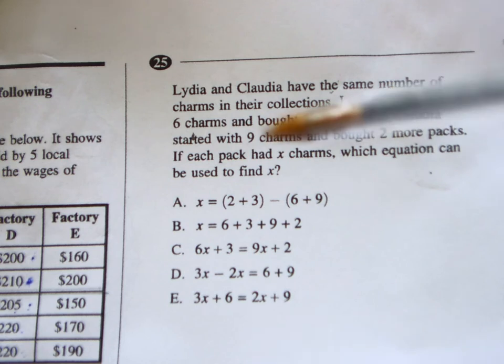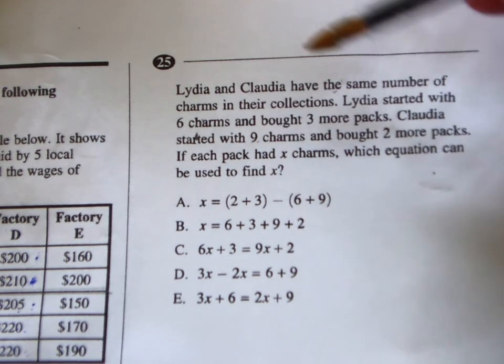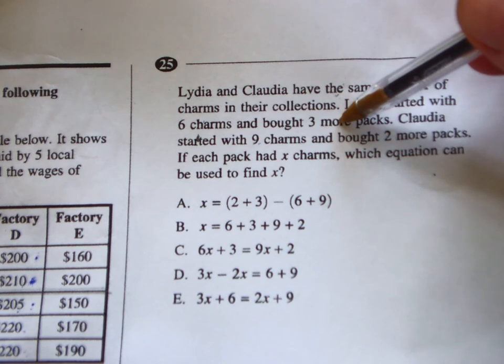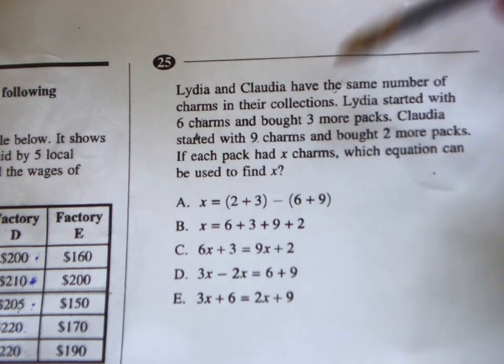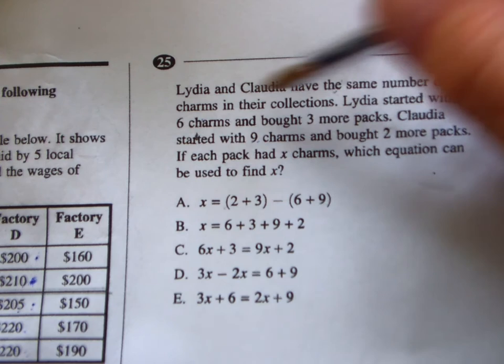Well, you can already get x. Look, she had 3 more charms, but she bought 1 more pack, and now they're the same. That means 1 pack must be 3 charms, right? That would be great if they asked us, but they didn't ask us that. They asked which equation. Okay, so we're going to think of Lydia's first.